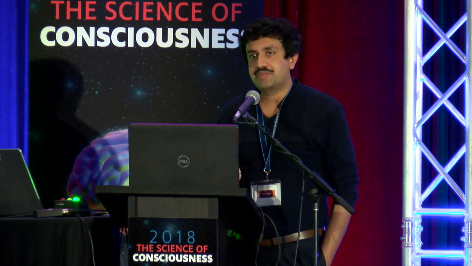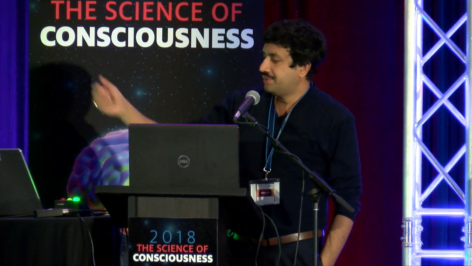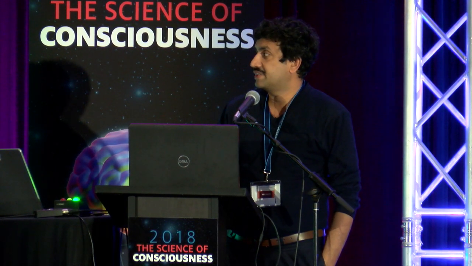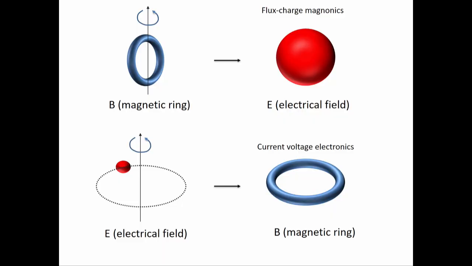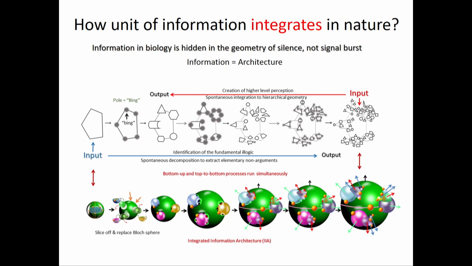It is in the field of optical vortex. If they rotate, you get electric field. And if electrical charge rotates, you can get magnetic fields. So this kind of geometric correlations exist. So what is our information integration then in nature?